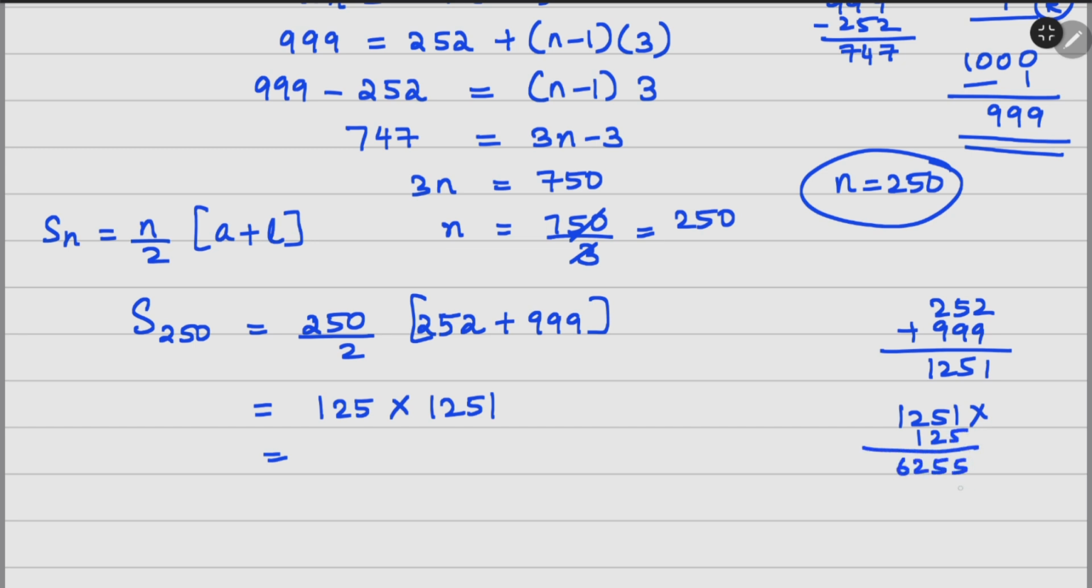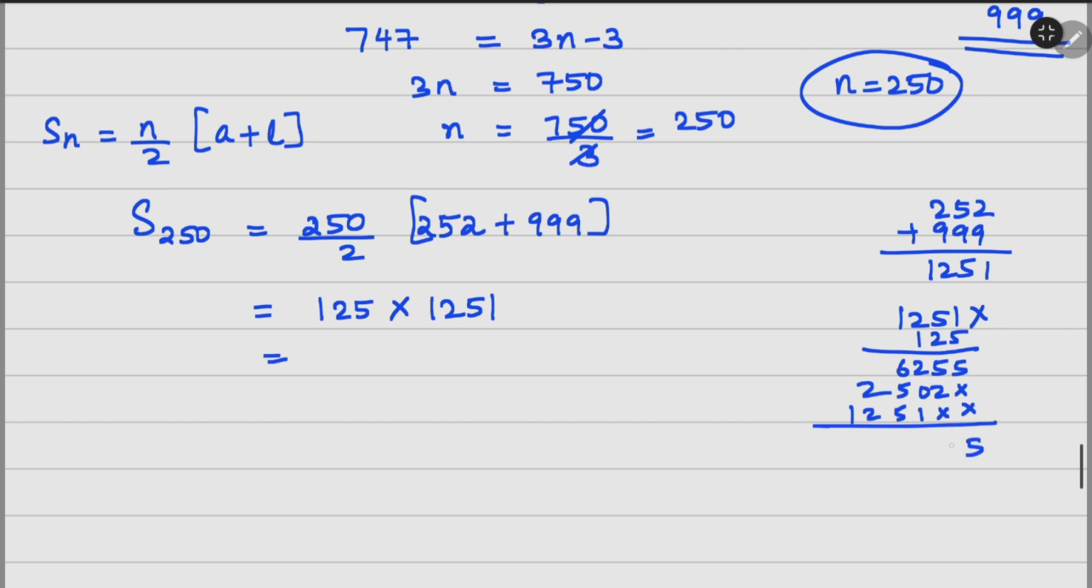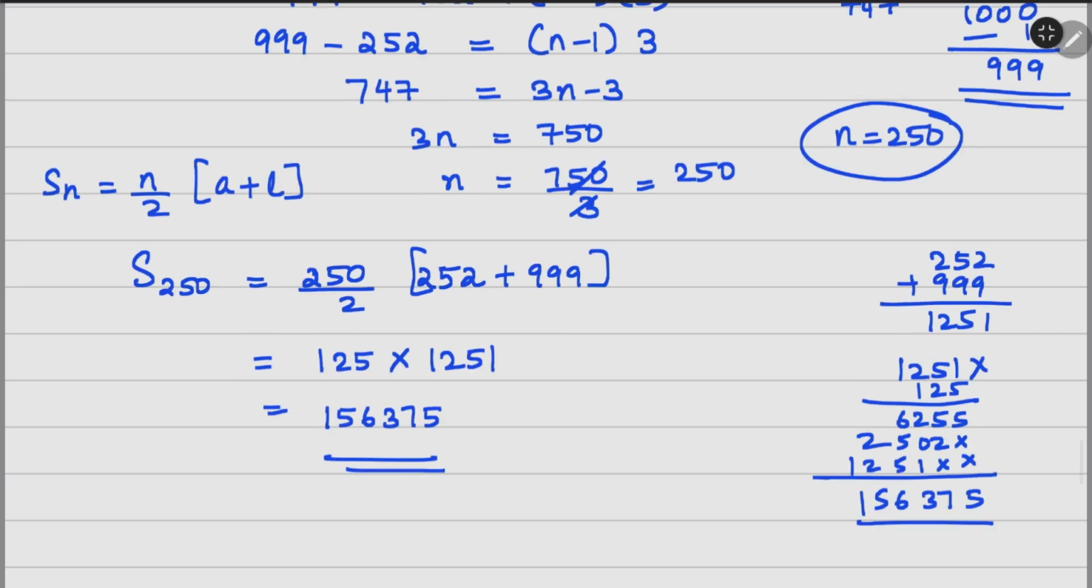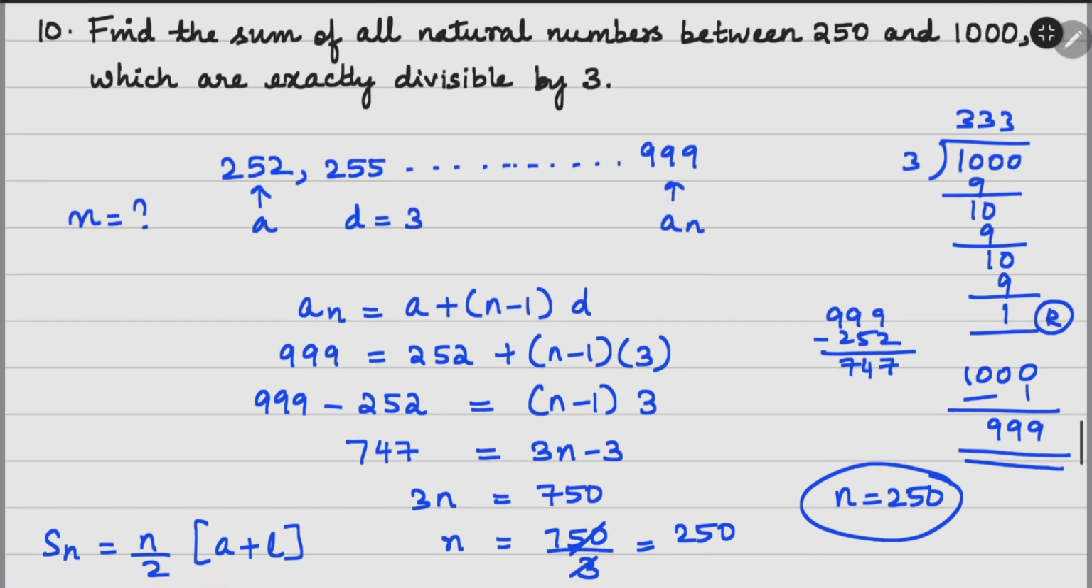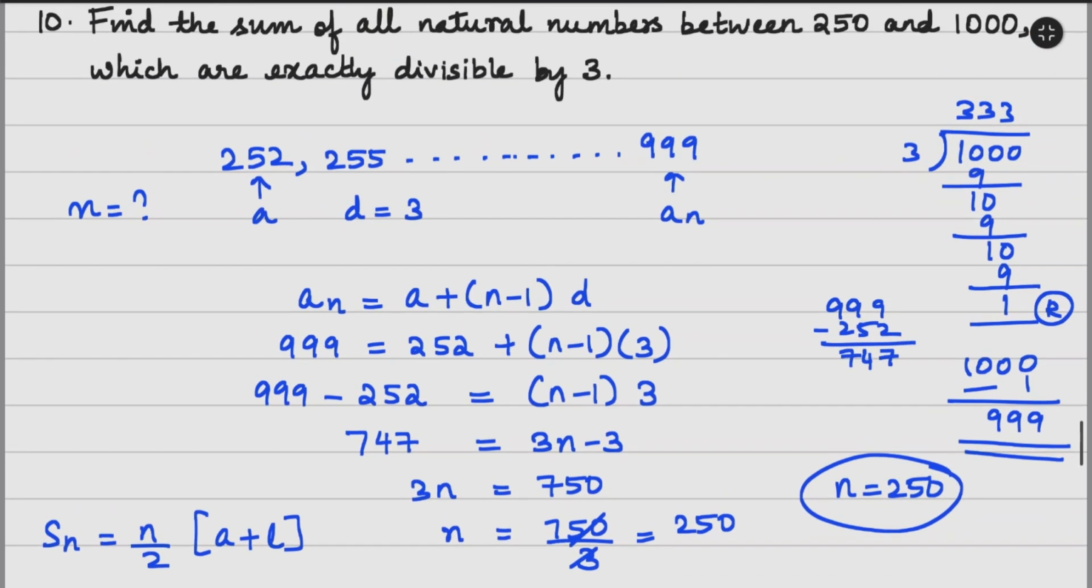12 to 1, 6. So 2052. Again 1, 5, 2, 1. So when you add them, you get 5, 7, 3, 16. So 1, 5, 6, 3, 7, 5. That is the sum of all the multiples, 250 terms. That is the sum of all the natural numbers between 250 and 1000 which are exactly divisible by 3.